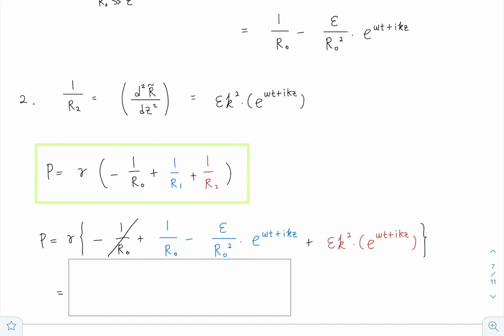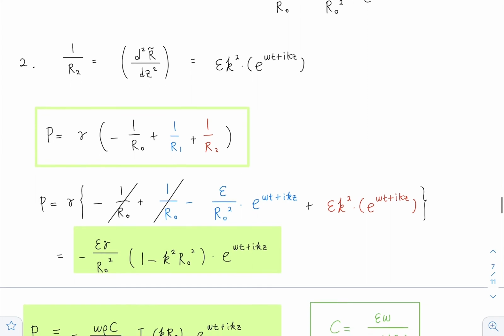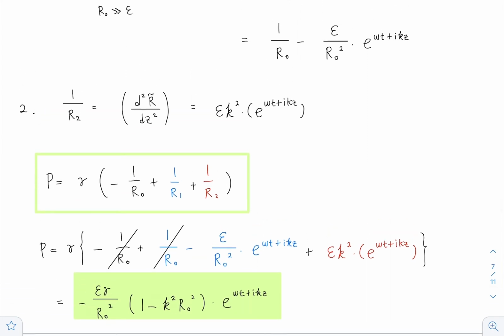You see, oh yay, this R0 term cancels out. We just have to organize the other terms, and if we do, you notice that they both contain the exponential omega t plus ikz. They also contain epsilon. So it's going to be minus epsilon gamma over R0 squared times 1 minus k squared R0 squared times the exponential term. That's our pressure. Okay, we got our equation for our pressure. That's cool. So what else are we going to find out?